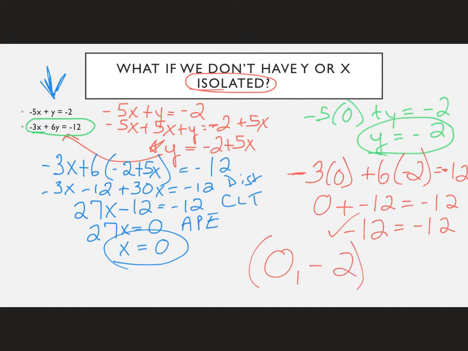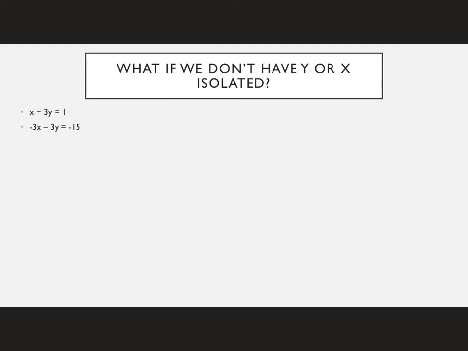Okay, so let's look at another example. Once again, I do not have anything that is already isolated, but I do have this wonderful x that's basically by itself. It doesn't have a coefficient. So I'm going to redo that one and say x plus 3y equals 1. I'm going to subtract the 3y from both sides. I get x equals 1 minus 3y.